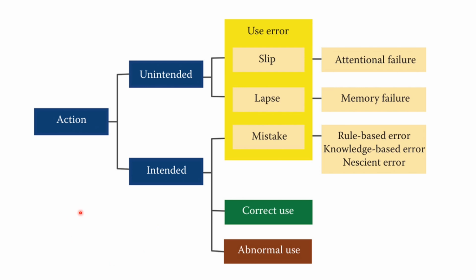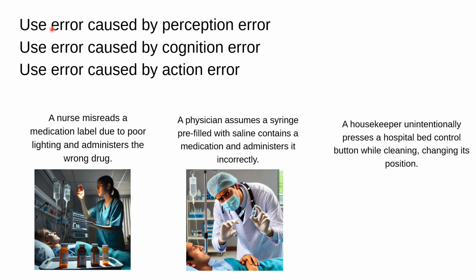So these are all the use error classifications. One is unintended, the other one is intended. Unintended, in the sense, it could be because of a slip, lapse, or mistake that causes additional failure: memory failure, rule-based error, knowledge-based error, and negligent error. Whereas intended mistakes are there, and instead of a correct use, if we don't use it correctly, it causes abnormal use, which will produce unwanted error. Right. So this use error could be based on perception, cognition, or action.